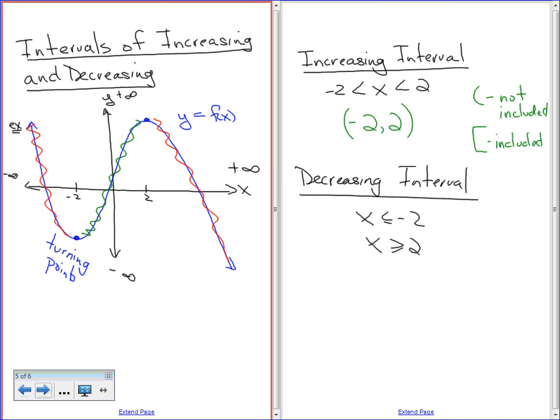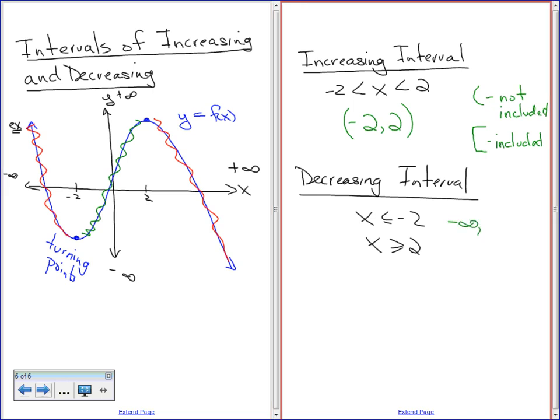So for me to write the numbers that are less than or equal to -2, I need a starting point, which is negative infinity. I go up to -2. I want to include -2, so I put a square bracket around it. Infinity is a number you can never achieve, so it'll always have a round bracket. And then this one here, you're starting at 2, you're including it, you're going up to, but never reaching, positive infinity.